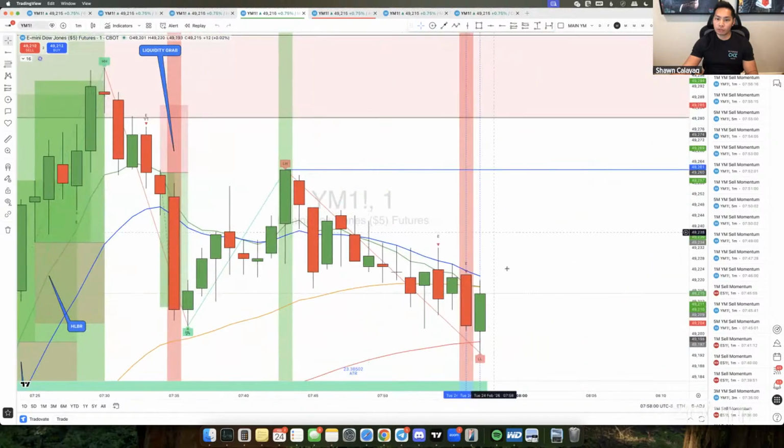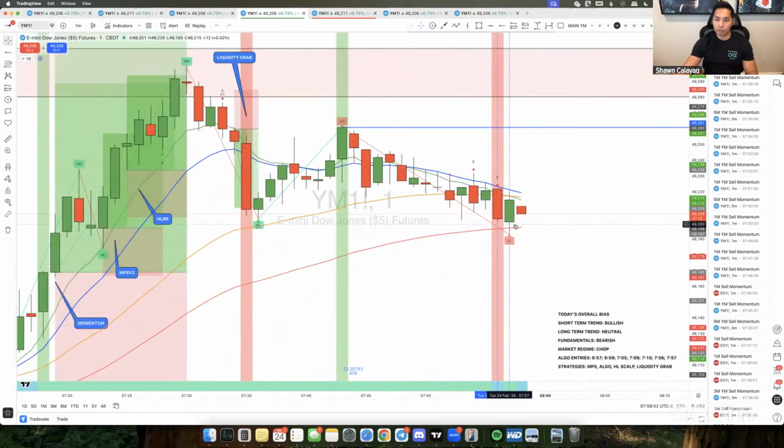There's another algo entry right here, but there's no confluences, so I wouldn't be looking to get into this. Actually, I for sure wouldn't be getting into this because there's a lower low with the green candle reversal pattern, right? So yeah, there was only here. Let me see. I'll mark it up. I'll show you guys the algo entries for today.